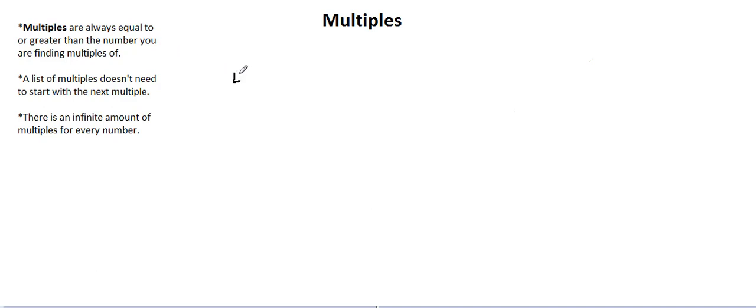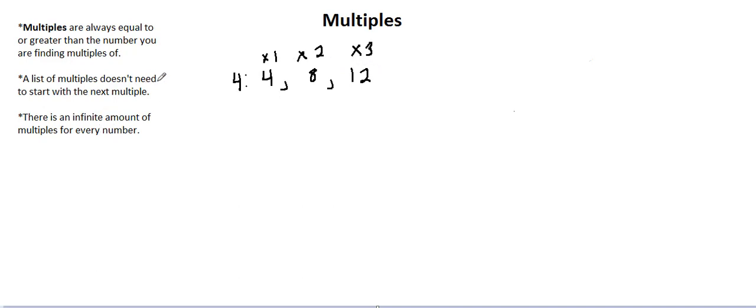So let's look at the number 4. All right. The first thing I'm going to do is multiply 4 times 1, and that would be 4. And then I'll multiply 4 times 2, and that would be 8. And then I'll multiply times 3. 3 times 4 is 12. And I could keep going on and on, but right now, I'm just going to do a list of 3. So I have 3 multiples of 4 written. I have 4, 8, and 12.